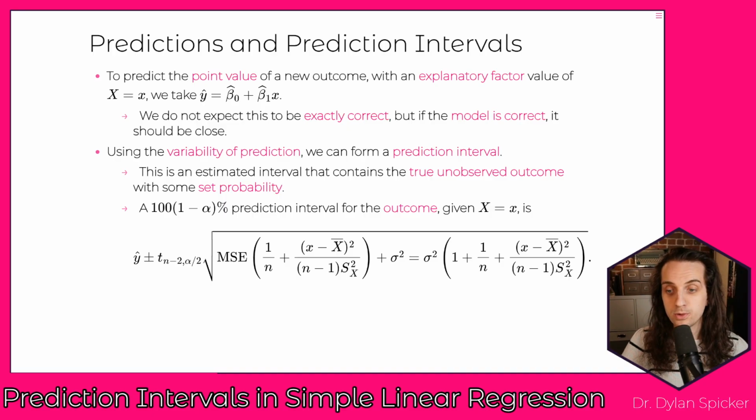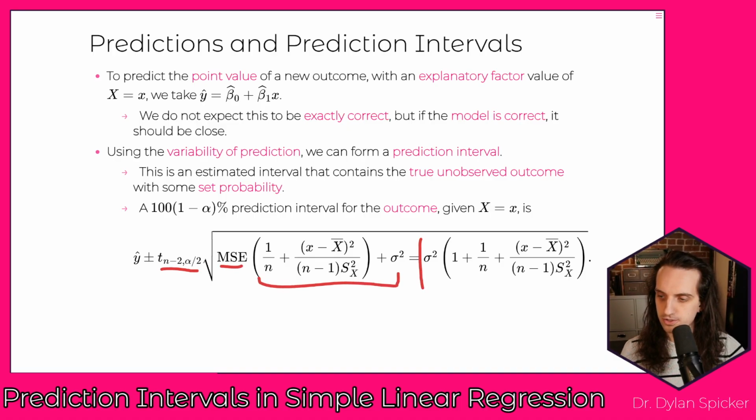If we want a 100 times (1 minus alpha) percent prediction interval for the outcome given x equal to little x, this is going to be y hat plus or minus t with n minus 2 degrees of freedom at alpha over 2, multiplied by the square root of the MSE times 1 plus 1 over n plus this term, which we can also write as this piece down here. This is a little bit confusingly put on the slides. Ultimately, we can sort of ignore this first component here.